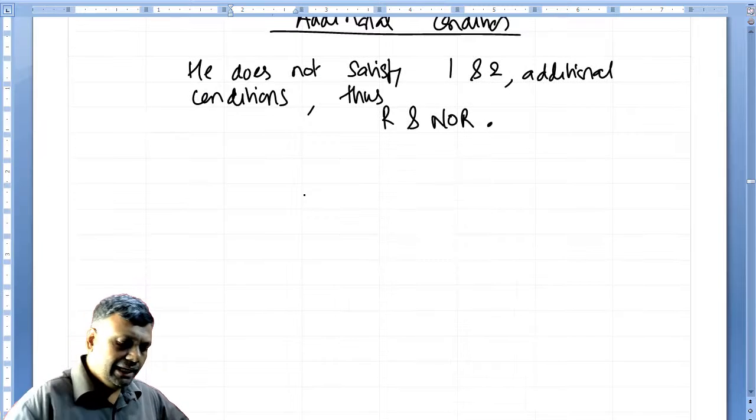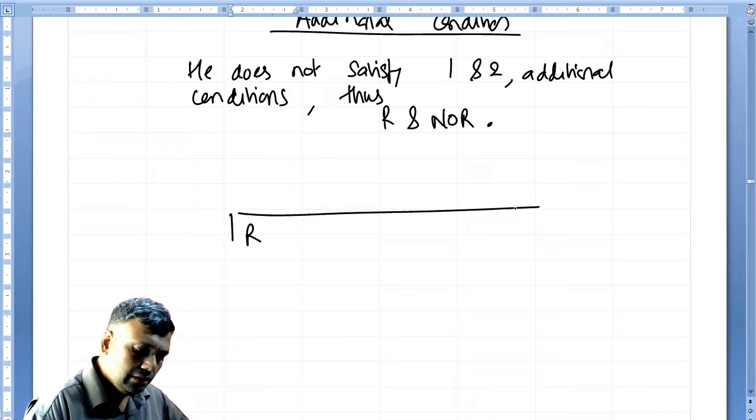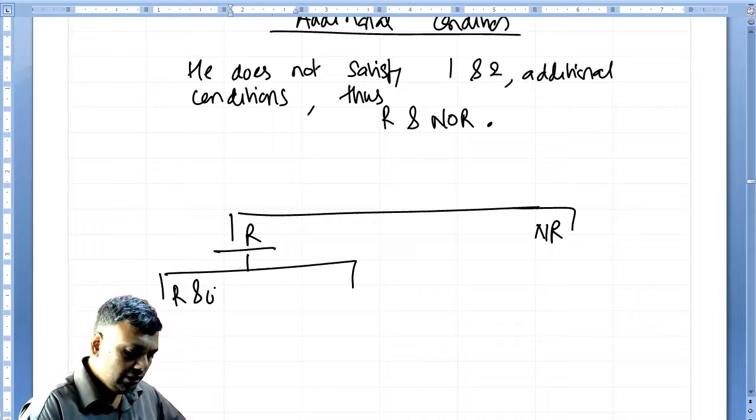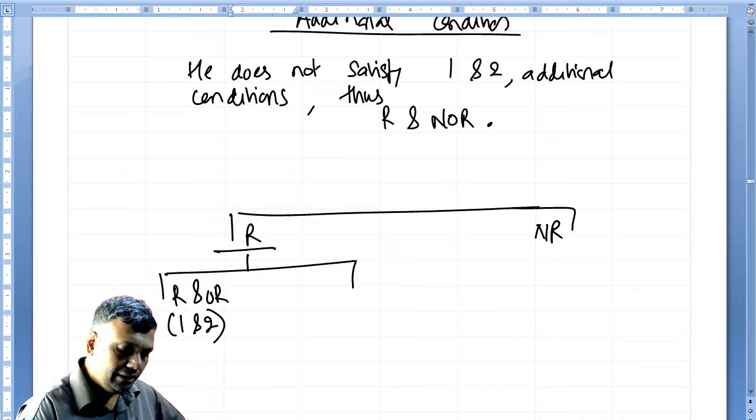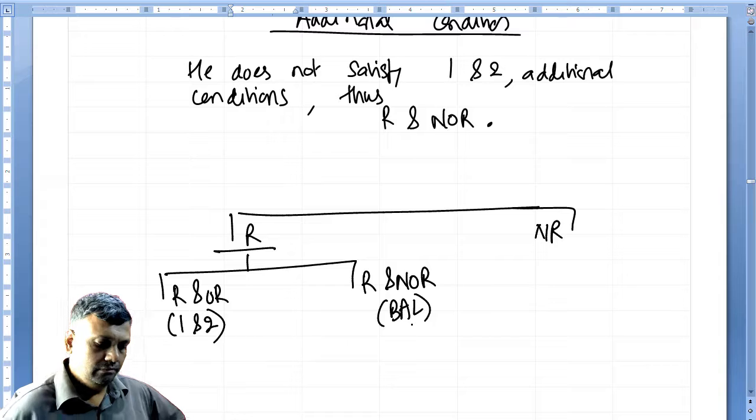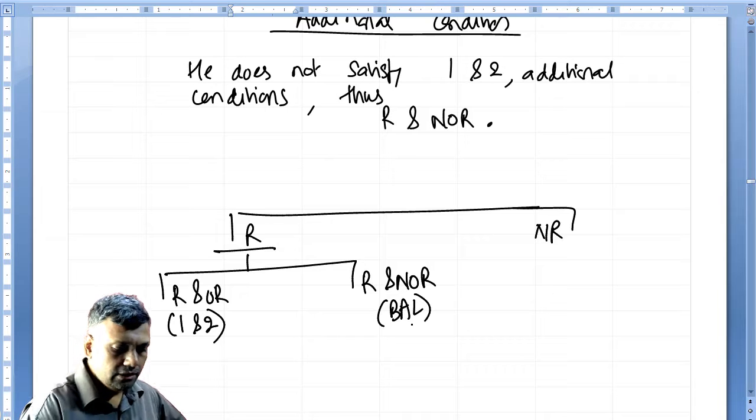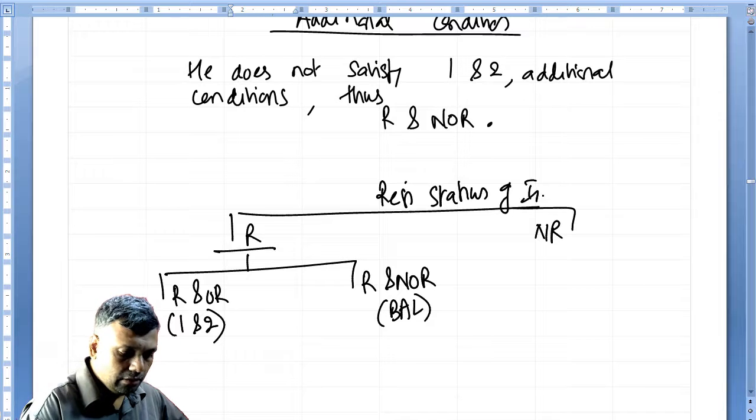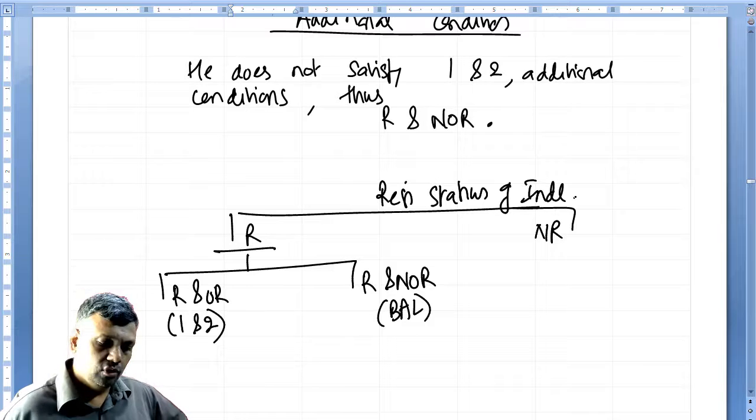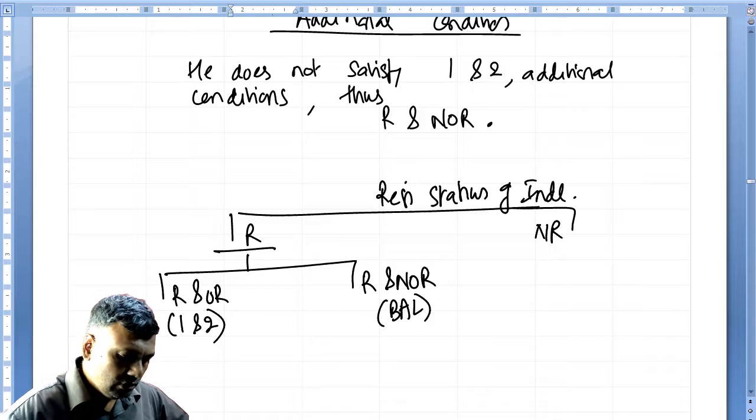Because, as per our understanding, I'll tell you: resident or non-resident. If you are a resident, then you have to test further. So resident and ordinarily resident if 1 and 2 are satisfied. Otherwise, you are resident and not ordinarily resident. That is your balancing situation. This is your residential status of an individual, because all this discussion, friends, that we are doing is with respect to an individual. Okay, so that's all. Let's go to the next question now.